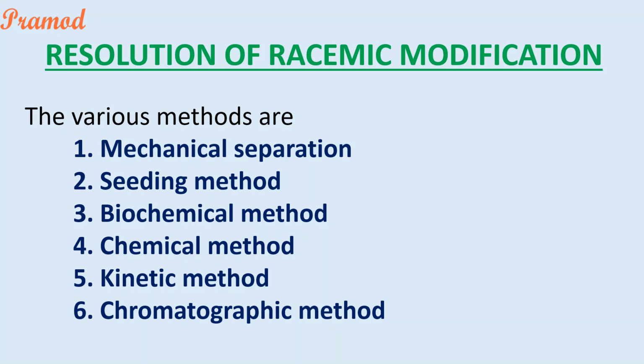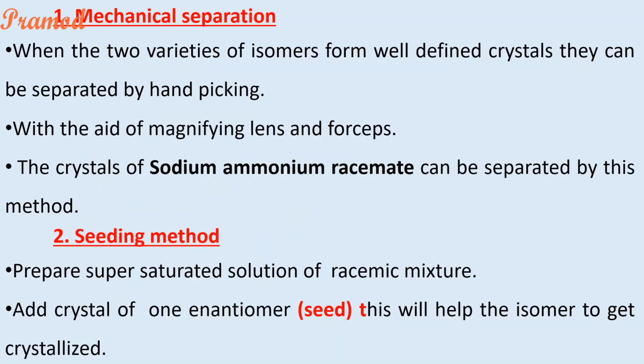Now let's go one by one. What's the first thing? Mechanical separation. So what is this mechanical? Use tweezers and all. Initially they used to see the different isomers because they'll have different structures.